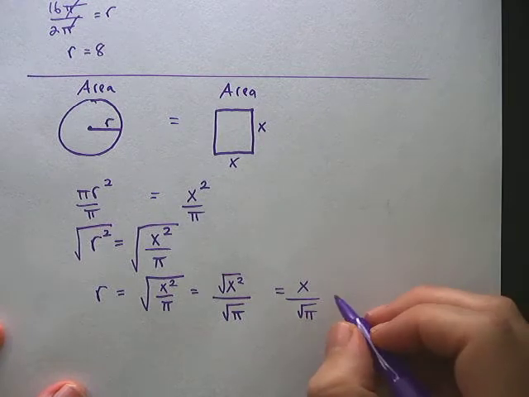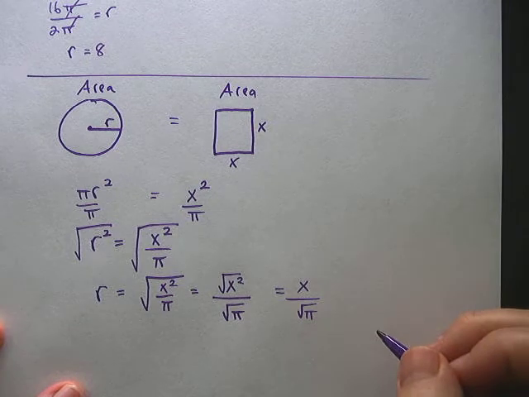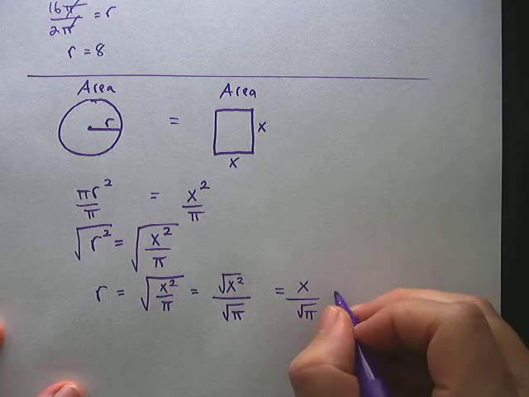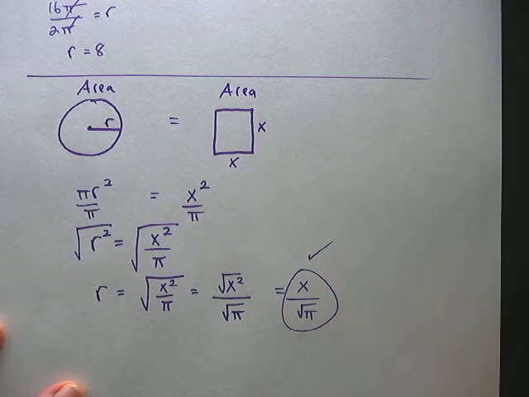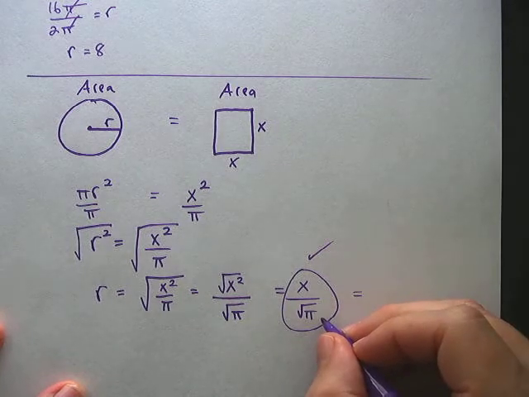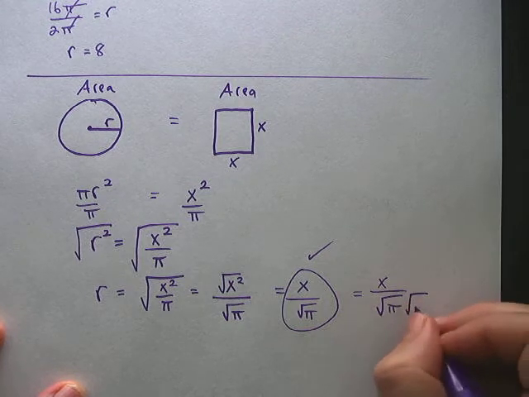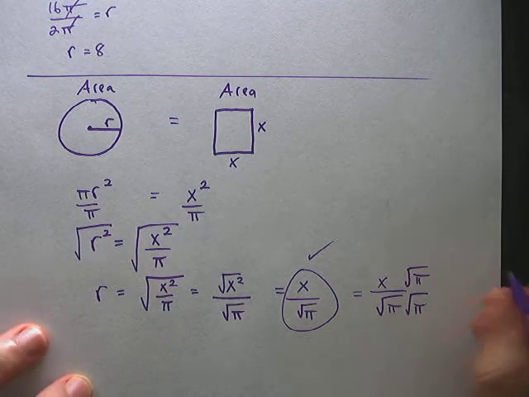But if you are asked to rationalize the denominator, in other words, this square root in the denominator is irrational. So in order to get rid of that, we have to multiply the top and bottom. Here, let me say that is a correct answer. But in order to rationalize, we need to multiply the top and bottom by a square root of pi. So I'll multiply square root of pi, square root of pi. Anything you do to the top, you have to do to the bottom, and vice versa.